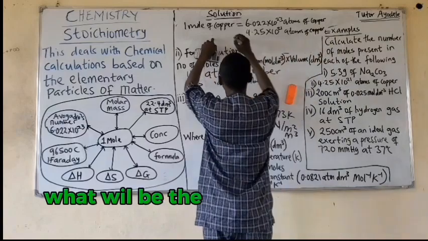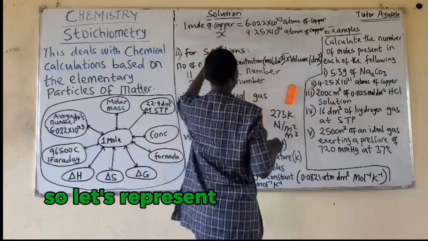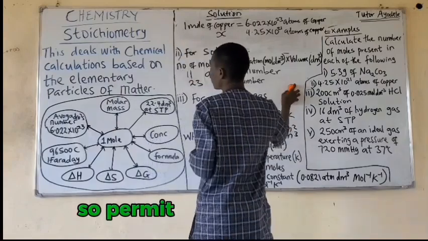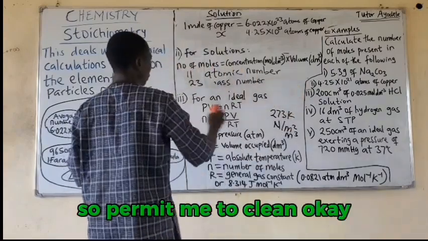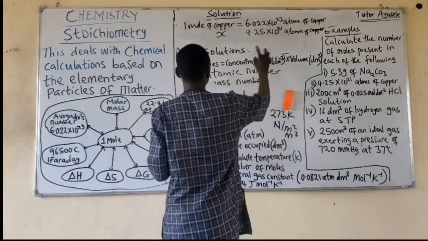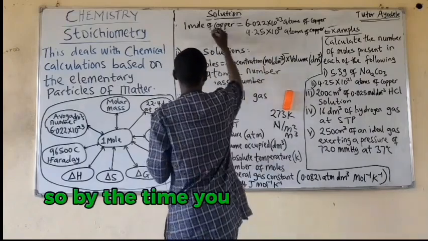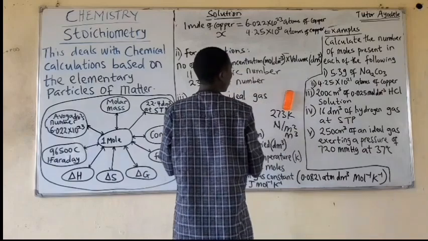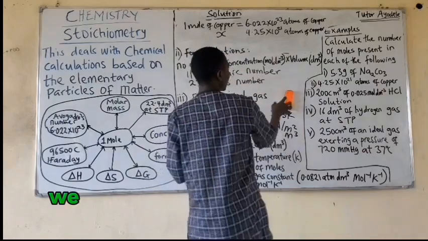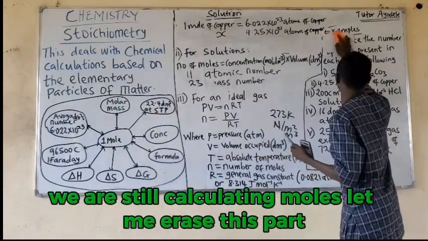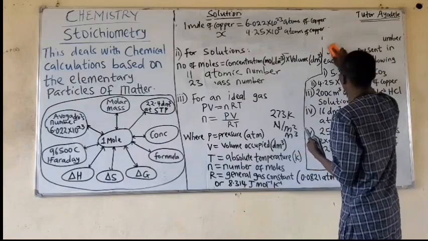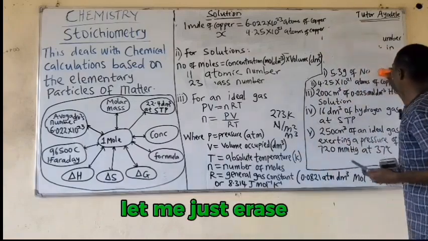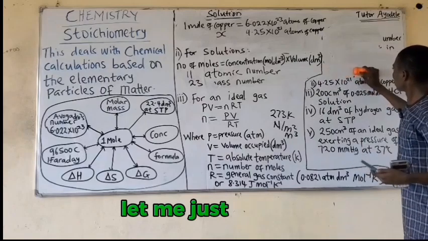What will be the mole it will give us? We don't know the mole. So let's represent it to be what? To be X. Let's represent it to be X. So permit me to clean. Okay, let me try to manage it. So by the time you cross multiply this times this, we are still calculating moles. Let me erase this part. Since I've already solved question number 1, let me just erase it.